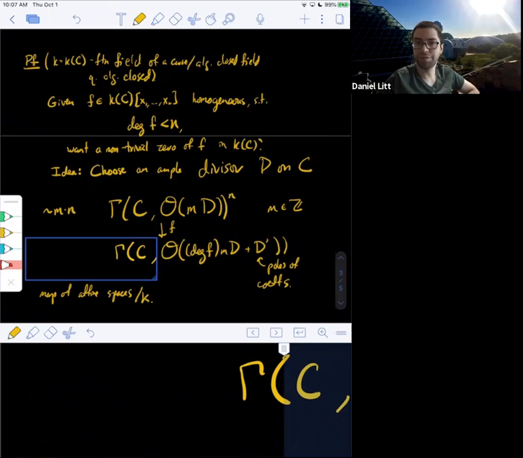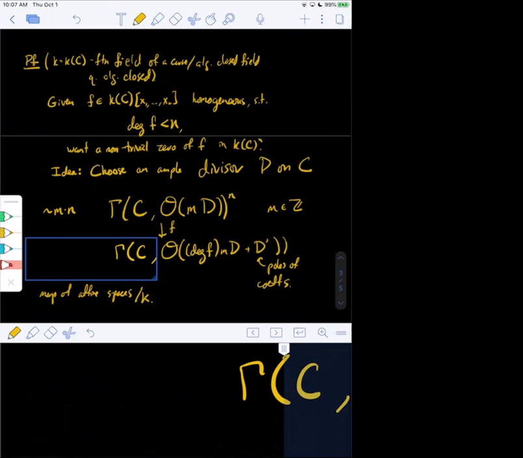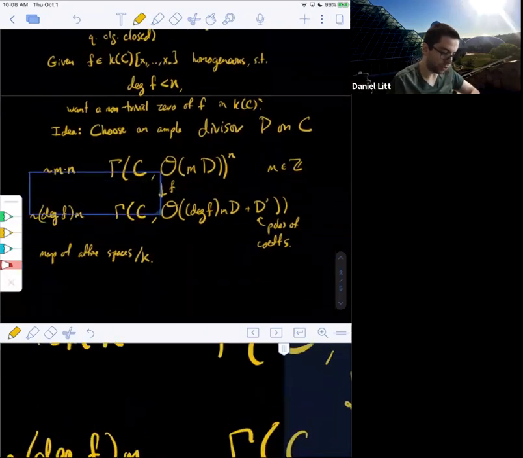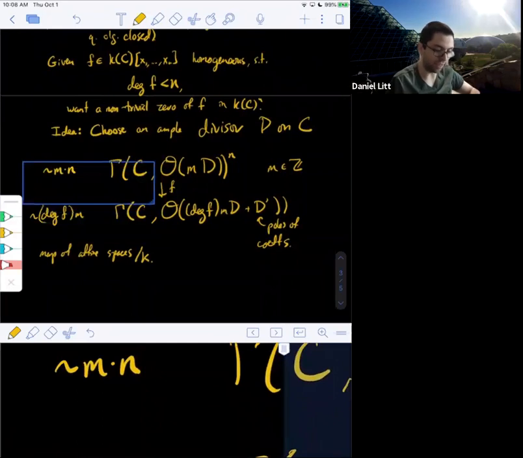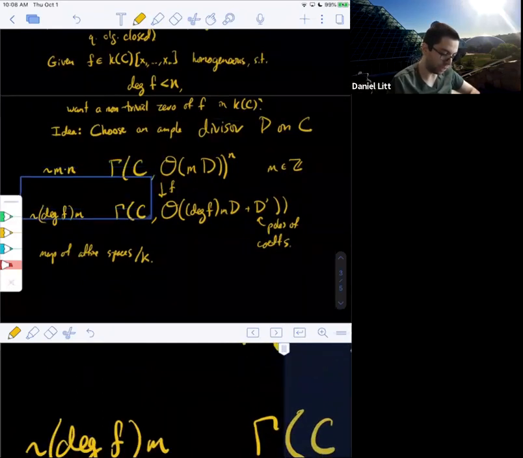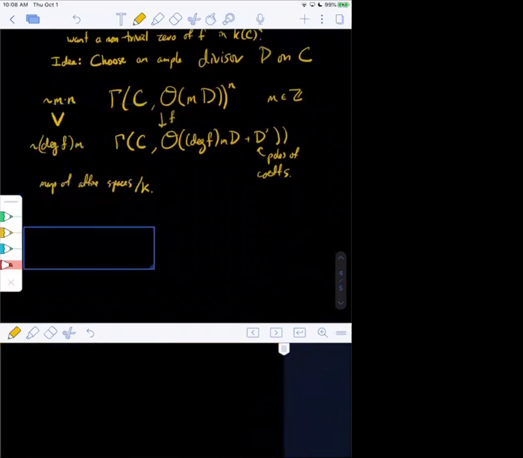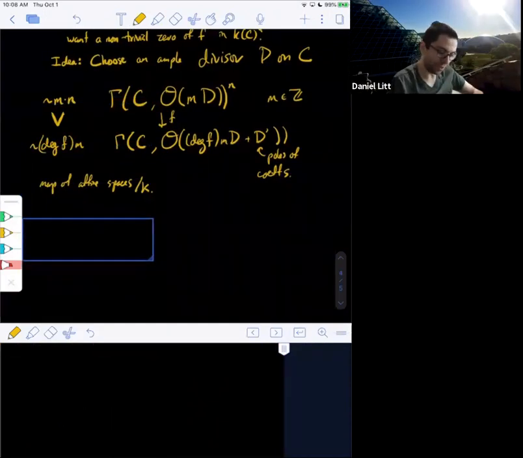So how does this grow? It's degree f times n. Yeah, so this grows, up to an additive constant, like the degree of f times m. Okay, so m times n versus m times the degree of f, and the degree of f is less than n. So by assumption, the top number is bigger than the bottom number. Do you guys agree with that? Great, thank you, Freddie.